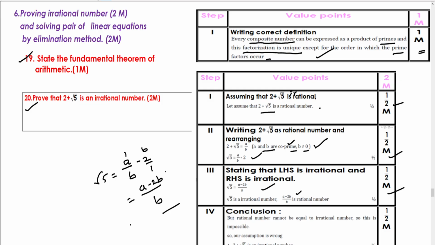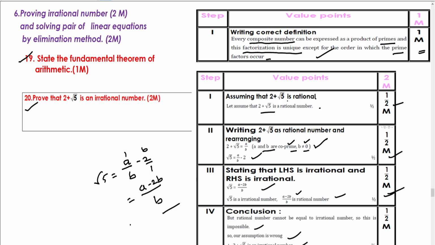Be careful, you have to take LCM like this and write, and the conclusion will be, observe, that root 5 is irrational and a minus 2b upon b will be a rational number, because b is not equal to 0. For writing this you will get half mark, and you have to write the conclusion without fail. But an irrational number can never be equal to a rational number. So this is impossible. Therefore our assumption that 2 plus root 5 is rational is wrong. So therefore 2 plus root 5 is irrational.